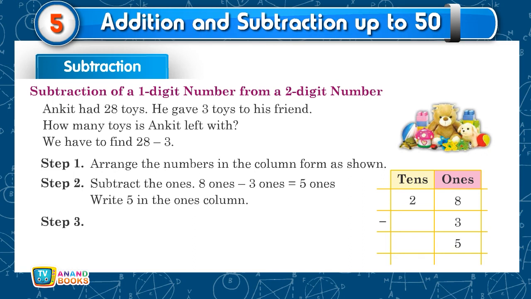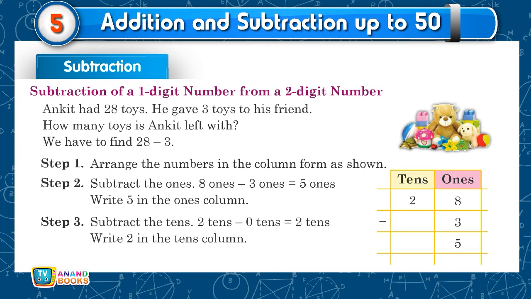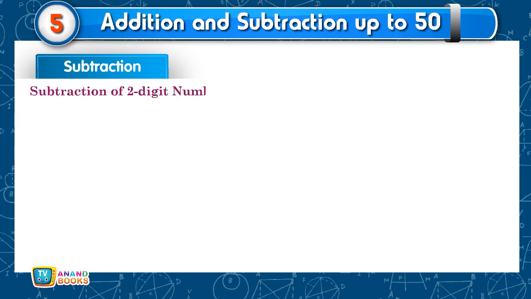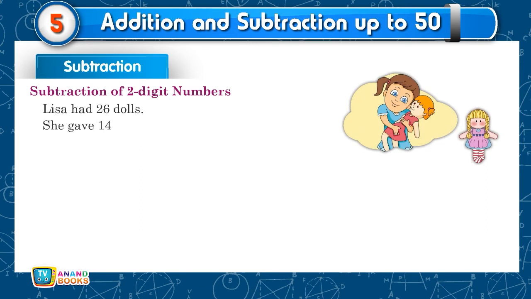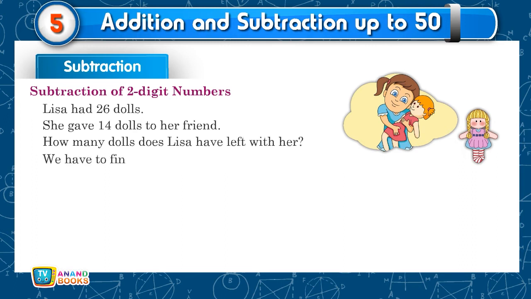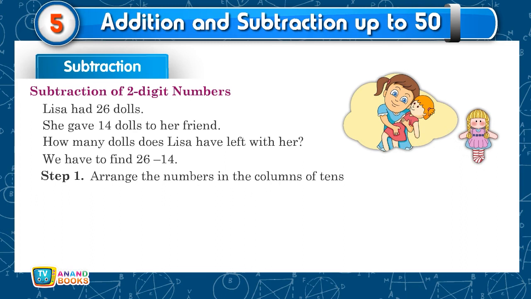Step 3. Subtract the tens. 2 tens minus 0 tens is equal to 2 tens. Write 2 in the tens column. So, Ankit is left with 25 toys. Subtraction of two-digit numbers. Lisa had 26 dolls. She gave 14 dolls to her friend. How many dolls does Lisa have left with her? We have to find 26 minus 14. Step 1. Arrange the numbers in the columns of tens and ones as shown.